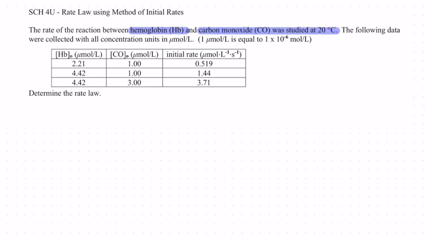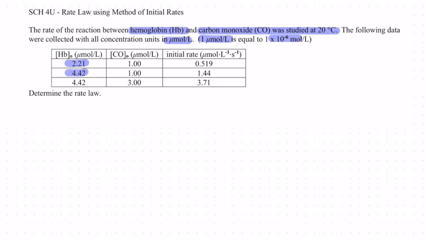So the question says, the rate of the reaction between hemoglobin, Hb, and carbon monoxide was studied at 20 degrees Celsius. The following data were collected with all concentration units in micromoles per liter. So a micro is 10 to the minus 6. So micromoles will be 10 to the minus 6 moles, and moles per liter is the concentration. So here is the data given to us.